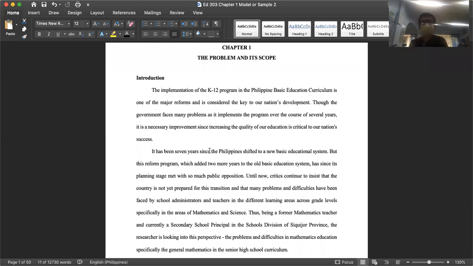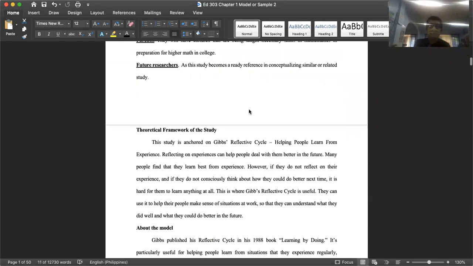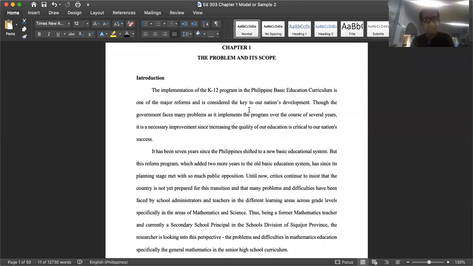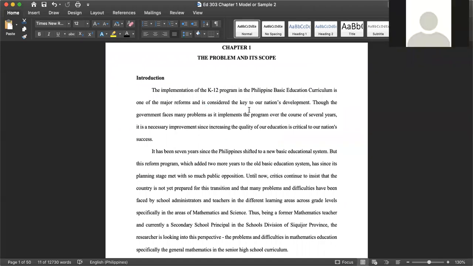And then the second page. The second page is the table of contents. I want you to have a sample, of course, you know what a table of contents is, and then have the pagination also. So chapter 1, in the format that you see on the screen, will begin on the third page. Chapter 1, the problem and its scope, then follow all the sequencing of the different parts of chapter 1 based on the sample model. Is that clear?